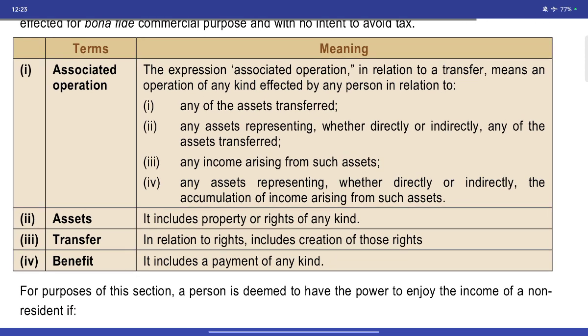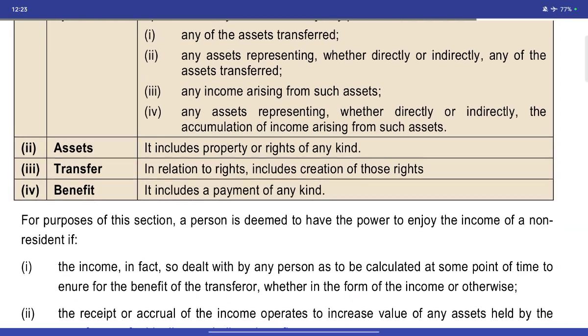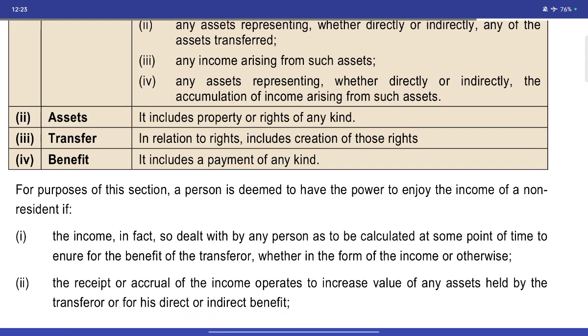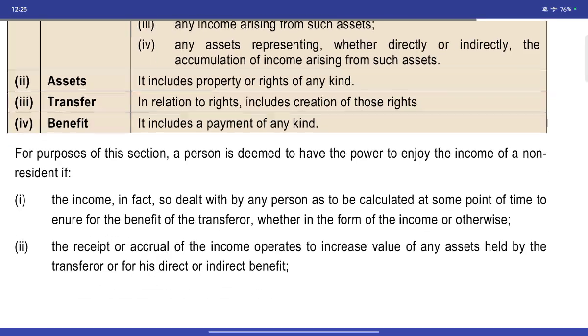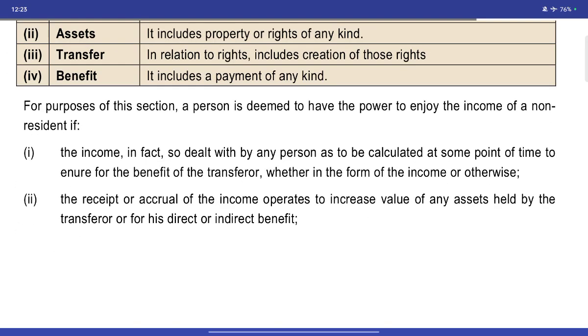Terms meaning associated operation. The expression associated operation in relation to a transfer means an operation of any kind effected by any person in relation to any of the assets transferred, any assets representing them, whether directly or indirectly, any income arising from the assets, or any assets representing the accumulated income arising from such assets. Asset includes property or rights of any kind, transfer includes the creation of a right, and benefit includes payments of any kind.